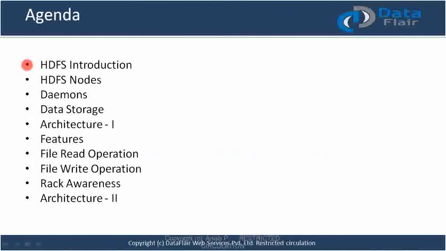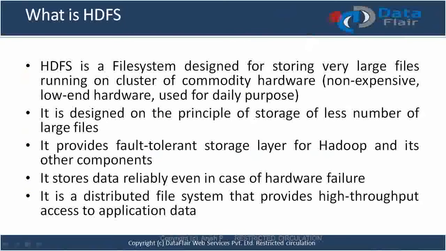We are going to see HDFS introduction, then we'll see HDFS nodes. We know there are two types of nodes. Then the daemons responsible for HDFS. Then we'll see the data storage mechanism of HDFS. Then we'll see its basic architecture, that is architecture 1. Then we'll discuss its features in great detail. Few important flows, that is file read operation and file write operation. After that we are going to see rack awareness and then advanced architecture or architecture 2. Let's quickly start the introduction of HDFS.